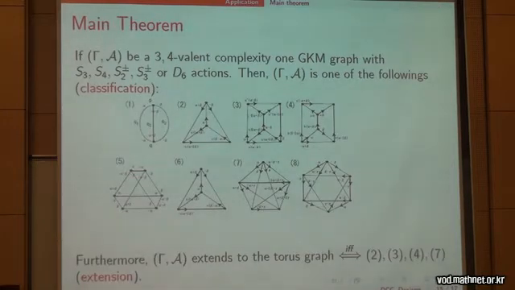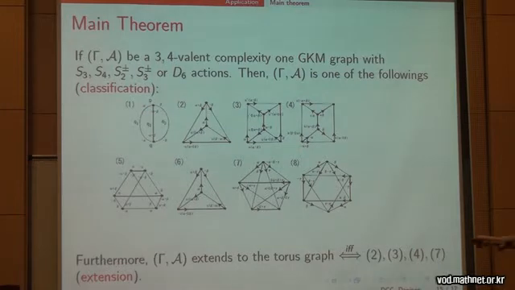So this is the final main theorem in this talk. The first part is the classification. If Gamma is a 3 or 4 valent complexity 1 GKM graph with the previous symmetries, rank 2 or 3 Weyl group symmetries, then this Gamma must be one of the following GKM graphs. Actually, this is a classification. There is no relation with the previous obstructions. So by using this classification, we know that there are just these 8 types of GKM graph.